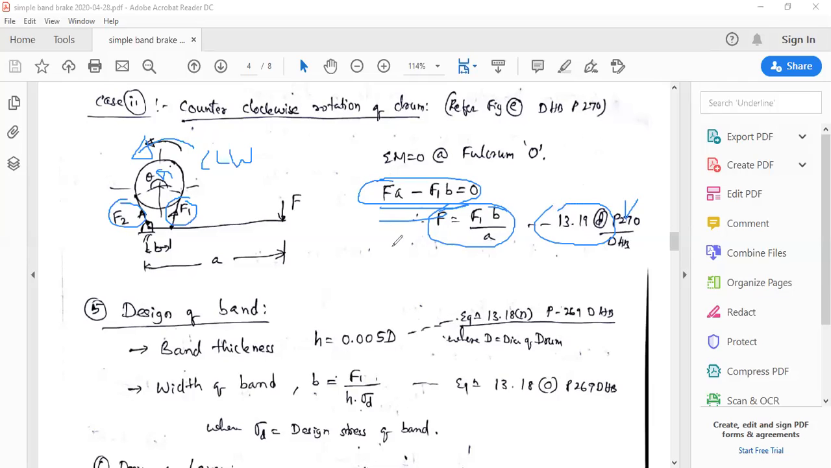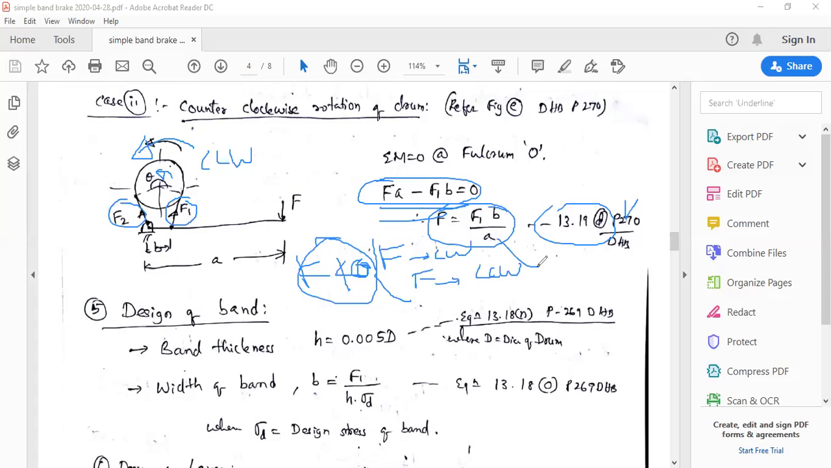Once you get the value of F for clockwise and for counterclockwise, you will have two values. In both cases, the value of F is neither equal to 0 nor less than 0. That is the condition here. That's why this simple band brake is not a self-locking brake.